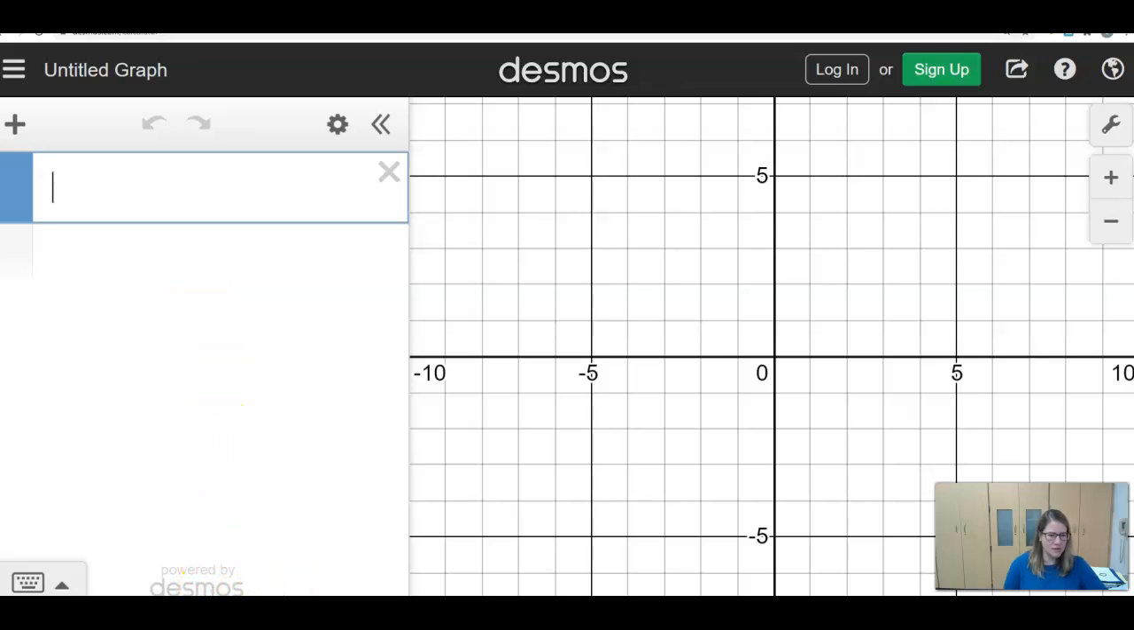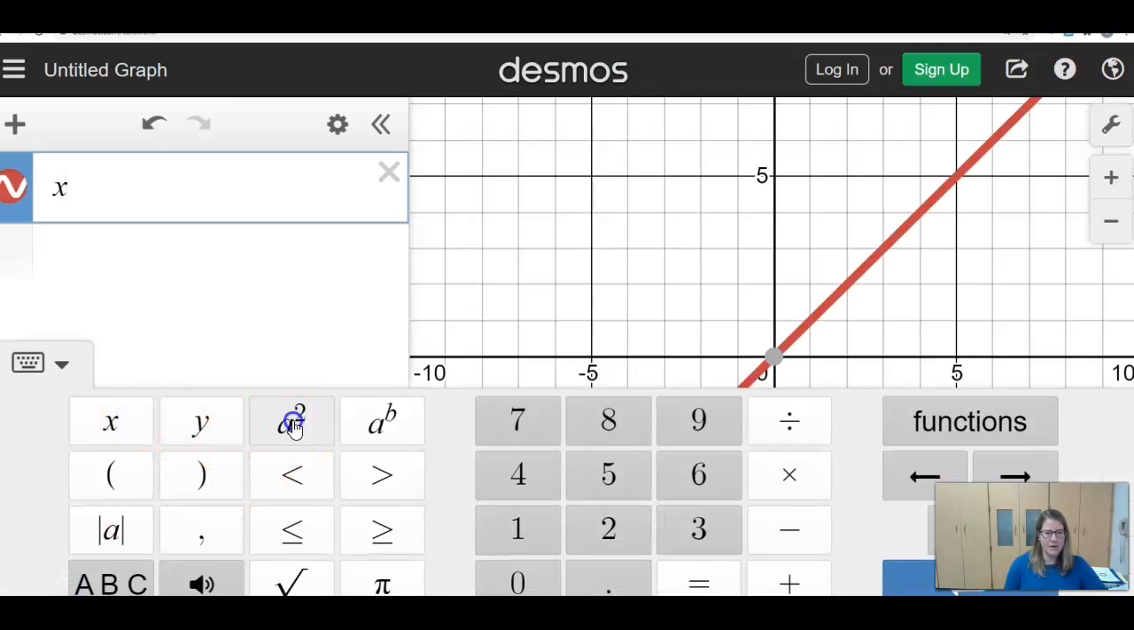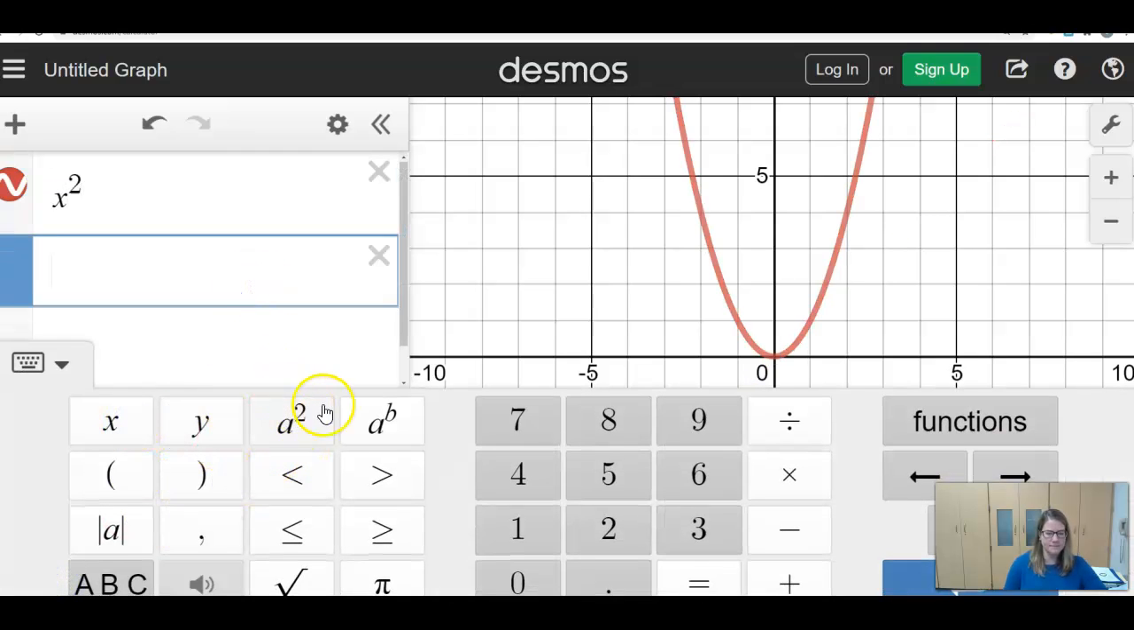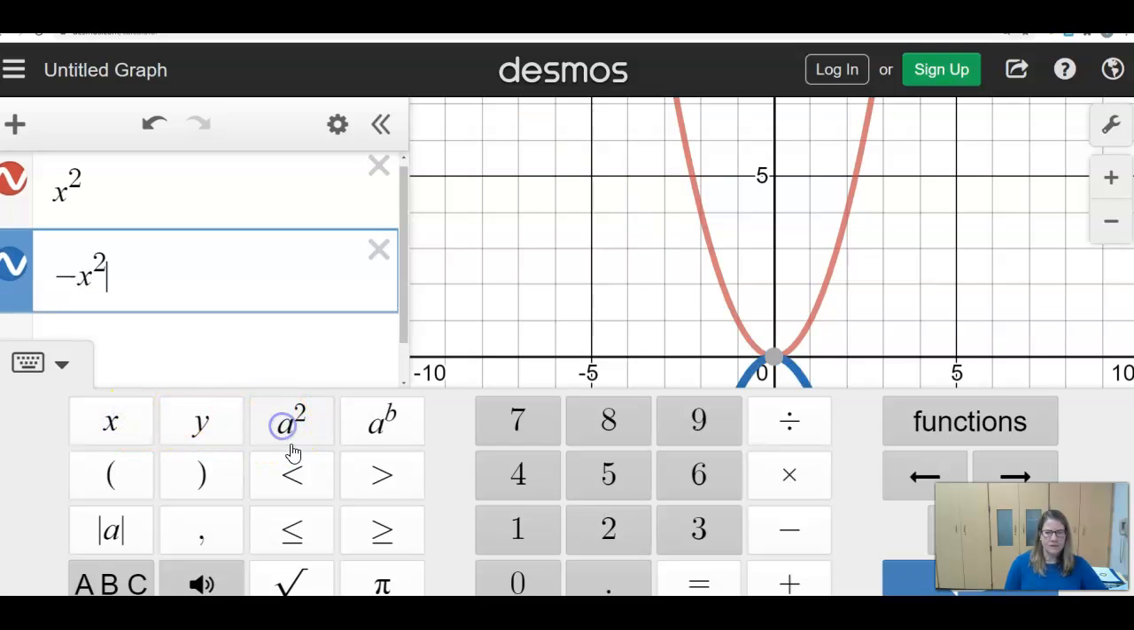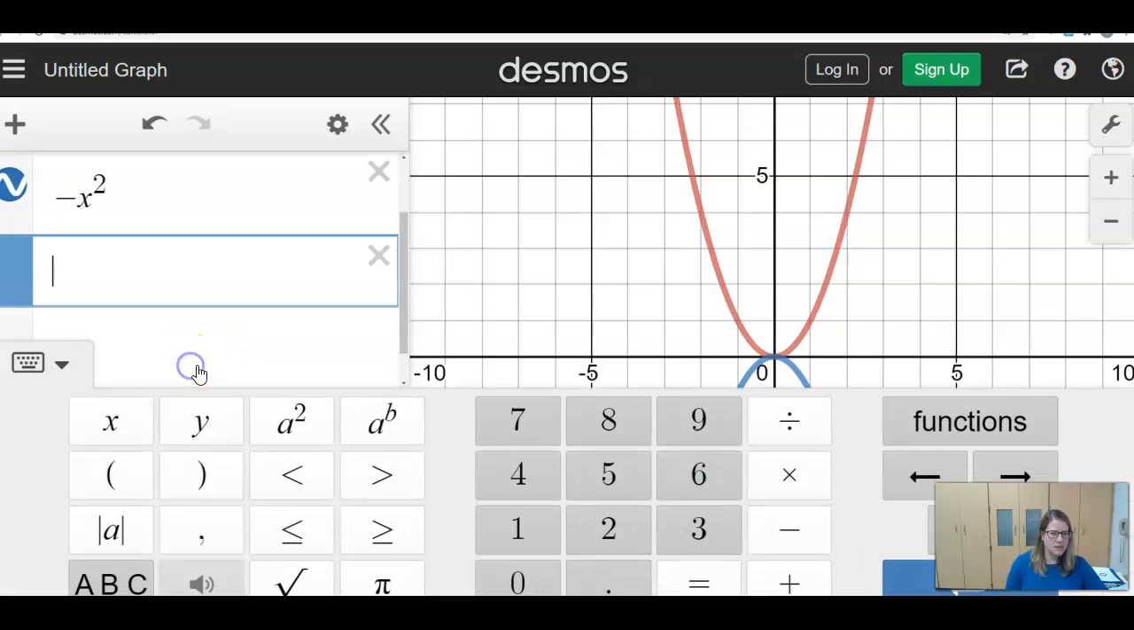So again, I'm going to start out by putting a parent function in here. I'm going to use x squared. So x squared is this quadratic, right? I'm going to see what happens if I put a negative in front of that. So if I do negative x squared, okay, notice here that it's the same function, but it's been flipped. Okay, so let's do a couple more of these.